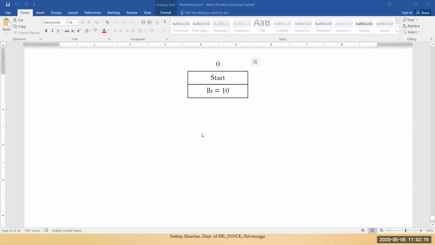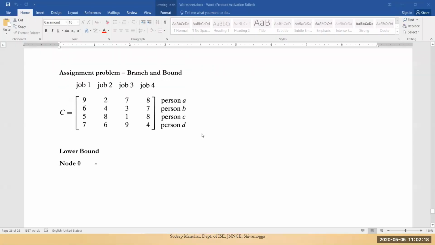This is the worksheet. I'll show using the worksheet how to solve this problem. Please take a pen and paper so that you can follow me. This is the given job. 4 jobs are given, and these are the 4 persons, person A, B, C, and D. It is the same problem you have seen in the PPT, I have copied it here. And these are the costs associated.